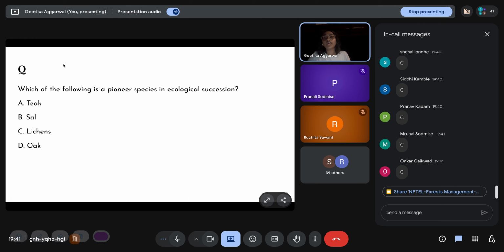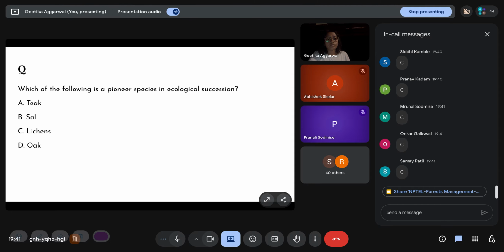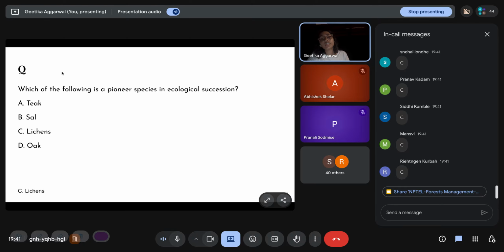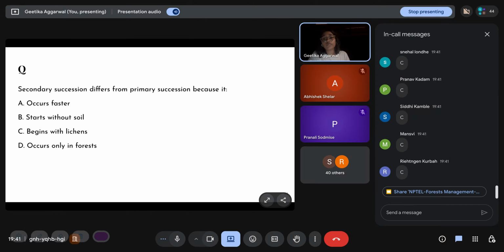Very good. Which of the following is a pioneer species in ecological succession? Teak, sal, lichens, or oak? Which of these is a pioneer species? Yeah. Very good. As we discussed, lichens is a pioneer species, and mostly it's the crustose lichens that come before the foliose lichens.